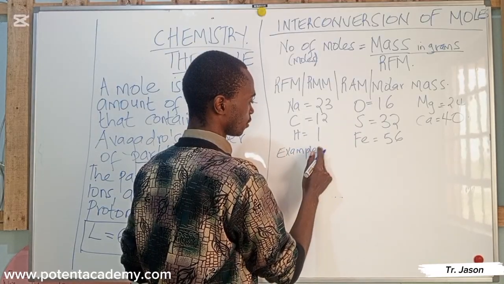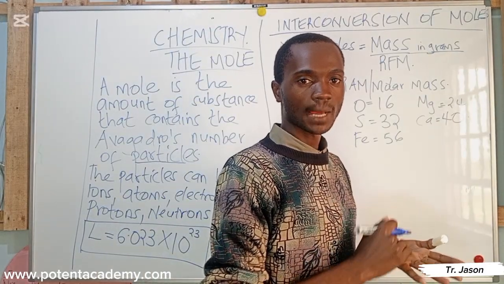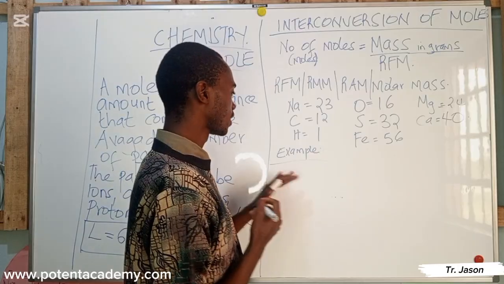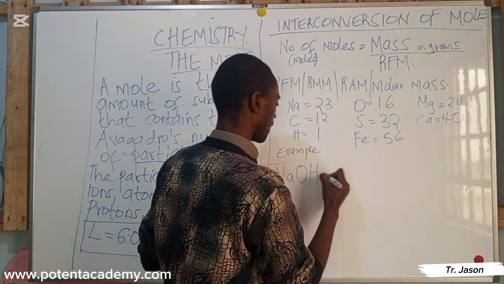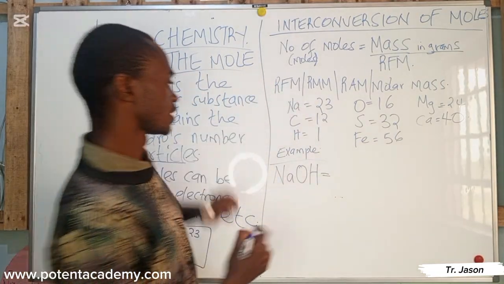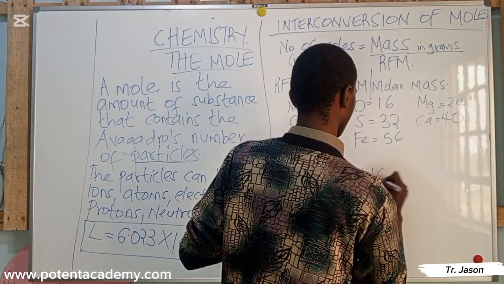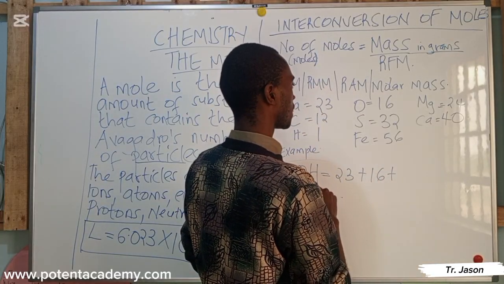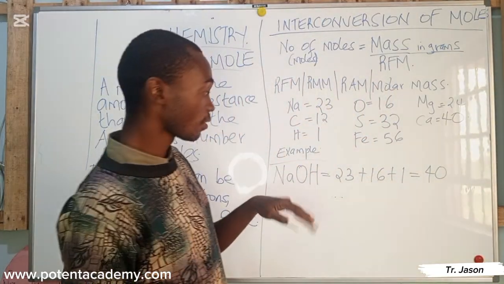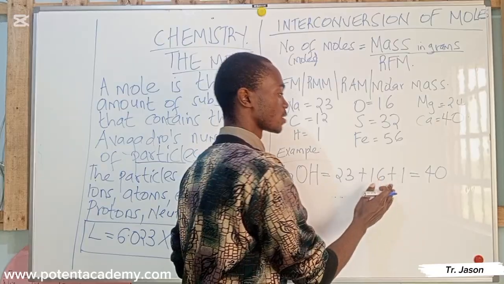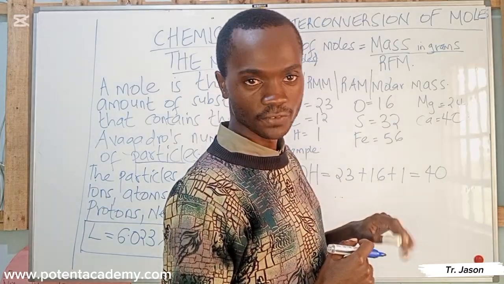Let's do an example in calculation. Let us calculate the RFM of sodium hydroxide. The RFM of sodium is 23. The RFM of oxygen is 16. The RFM of hydrogen is 1. We get a total of 40. Are you getting 40 using your calculator? 23 plus 16 plus 1 is equal to 40.